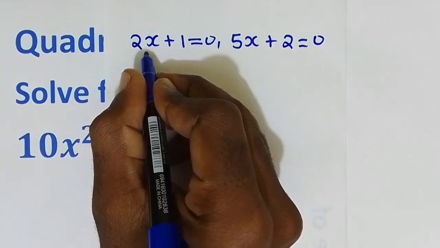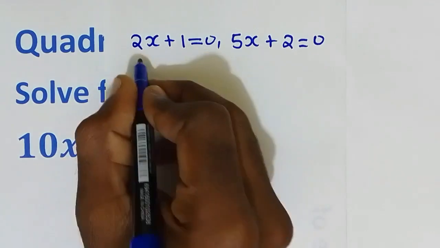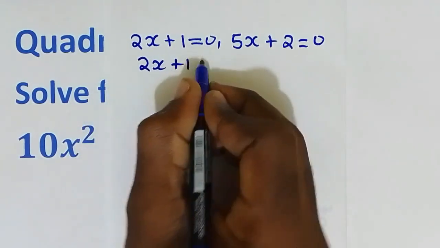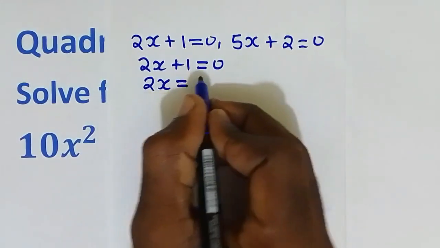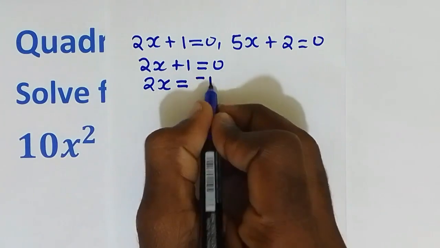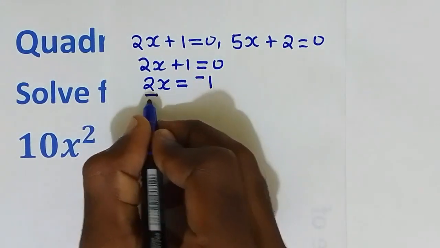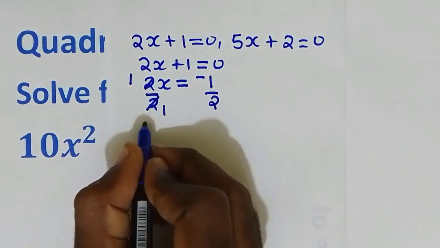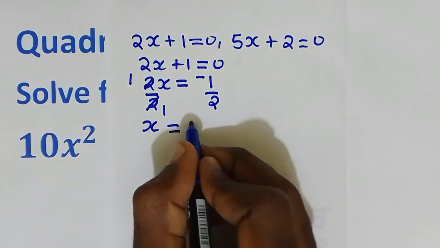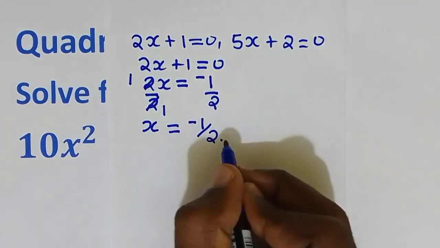Let us start with 2x plus 1 equal to 0. That is 2x is equal to minus 1. I'll divide by 2 on both sides. x is equal to minus 1 over 2.